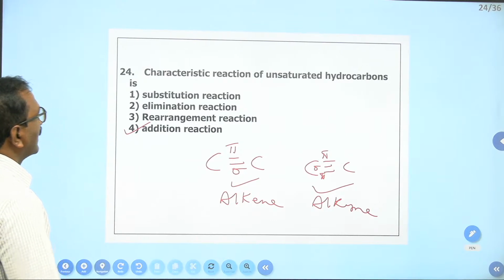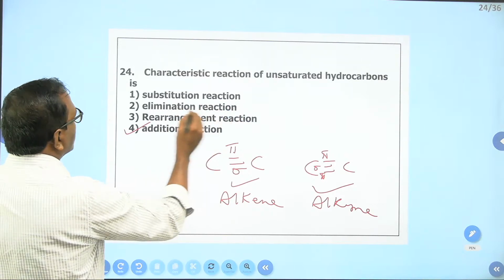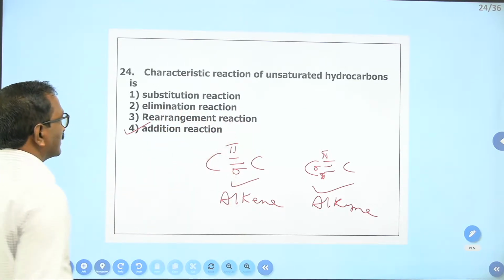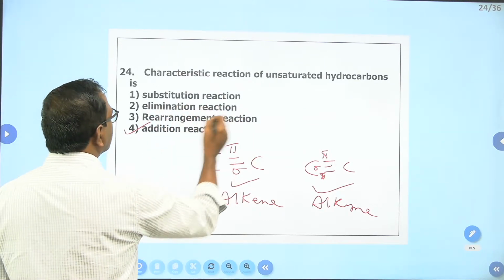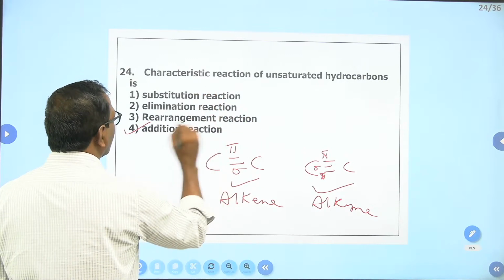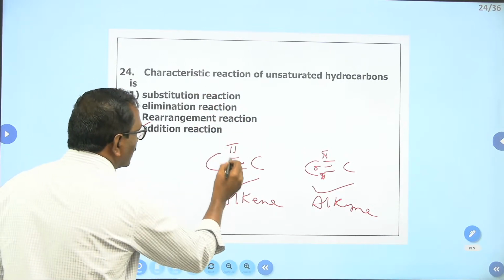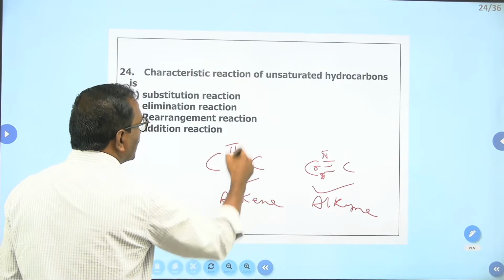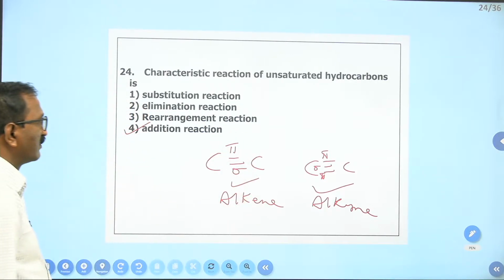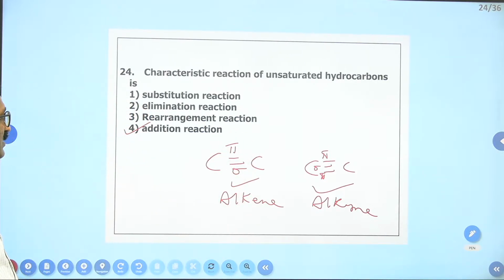Then what is the answer? The characteristic reaction of unsaturated hydrocarbons is addition reaction. They cannot undergo substitution, elimination or rearrangement reactions. They only undergo addition reaction due to the presence of a multiple bond which consists of a pi bond. You can say that particularly the pi bond is replaced by other species. Next question here.